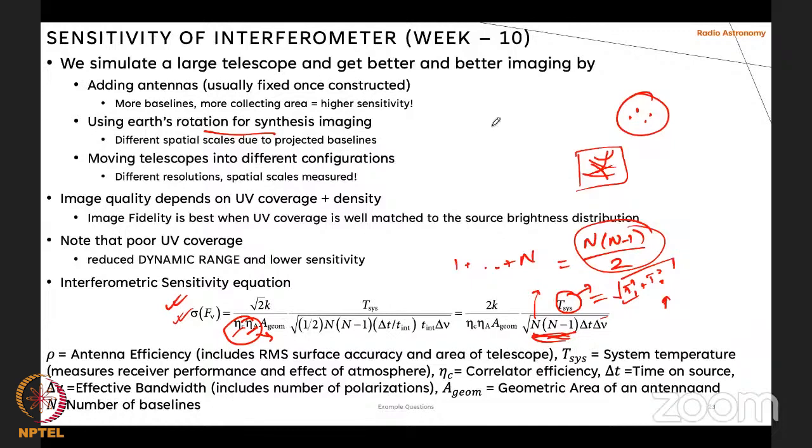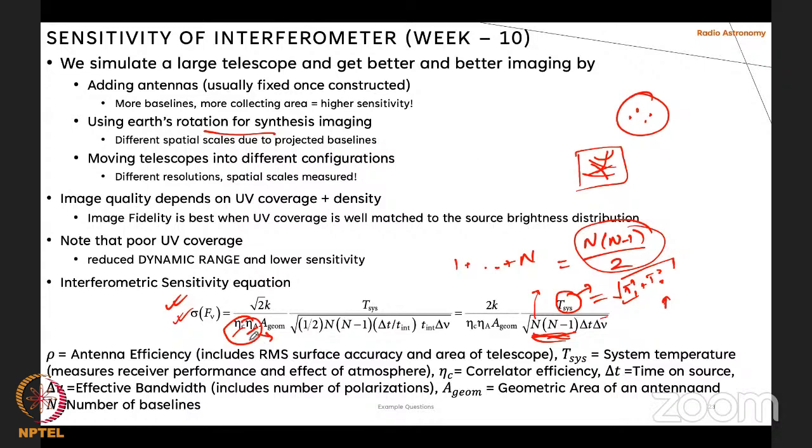Now, as I said, if we have n number of antennas, we need to mix those signals or correlate those signals with each other. So for which the correlator efficiency comes into the picture. How efficient is your correlator? And that depends upon the sampling speed of the ADC and how sensitive your instrument is actually. So these things and the losses are considered like that.